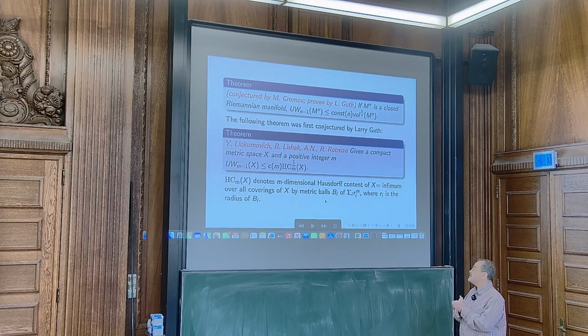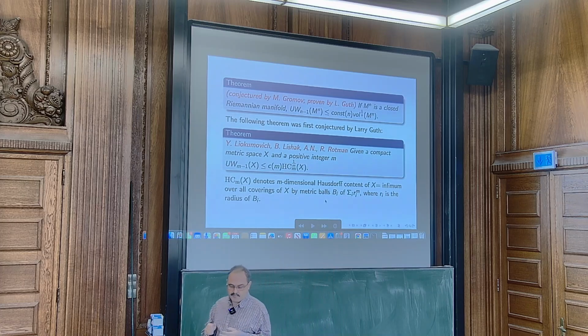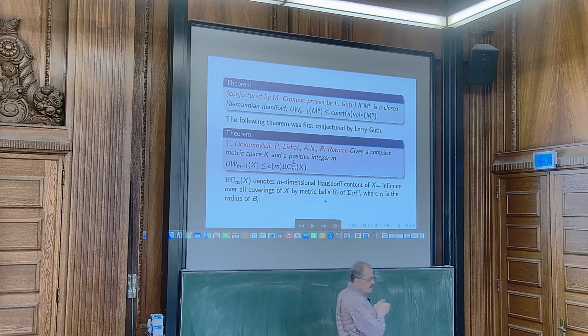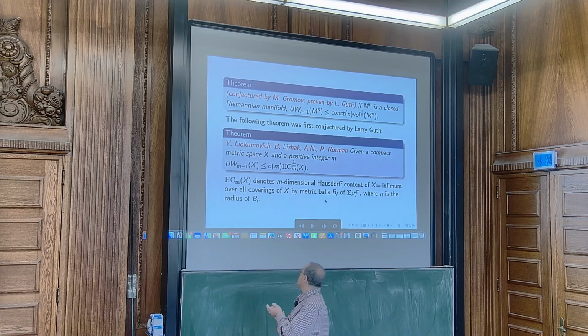So he came up with the idea of using Hausdorff content for these purposes, and he asked whether or not it's true that if we have a manifold, and maybe even a metric space, we could estimate the distance to some (m-1)-dimensional object in terms of Hausdorff content. I'm going to tell what the Hausdorff content is a little bit later, and its properties. And it turns out that, yes, that's true, and we proved it jointly with Evgeny, Boris Lishak, and Regina Rotman.